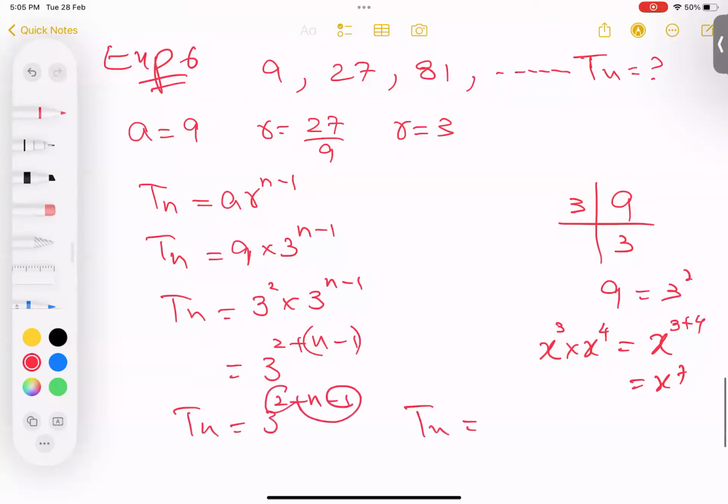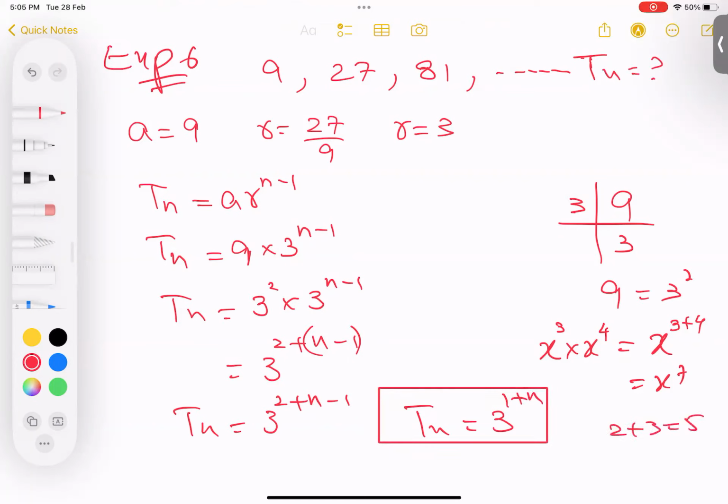And 2 minus 1, I got 1. So either write 1 plus n, 100% correct answer, or n plus 1, because you know that 2 plus 3 is 5, and 3 plus 2 is 5. So change the places; in addition, no effect comes. So if you write 3 to the power 1 plus n, or 3 to the power n plus 1, both are 100% correct. And I hope you got the point clear.